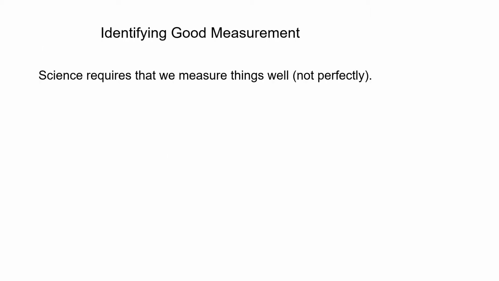An important concept in science, in psychology, when we're talking about doing research, is identifying a good measurement. Science requires that we measure things well. We don't have to measure it perfectly, but we have to measure it well. And to measure it well, we need to identify the best way that we can measure it.